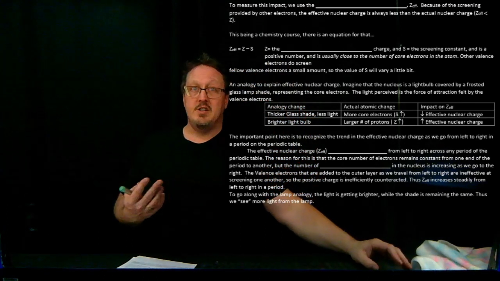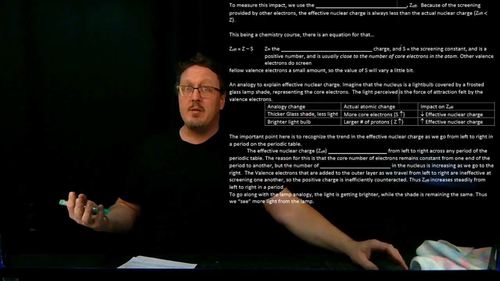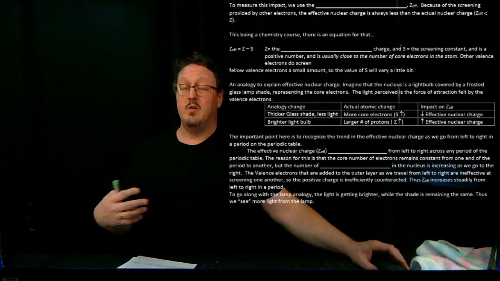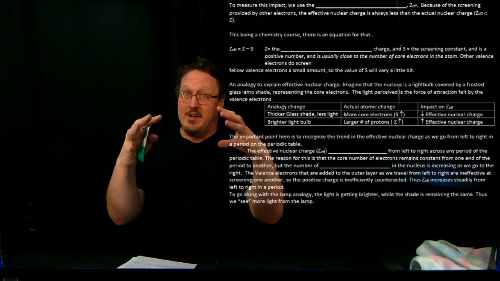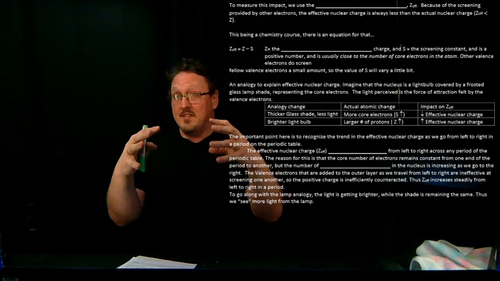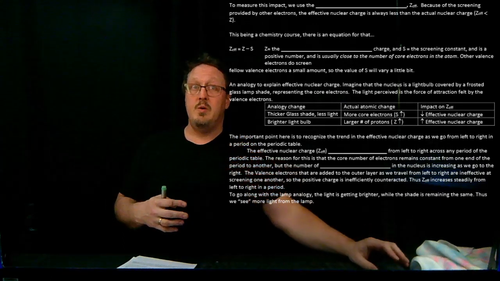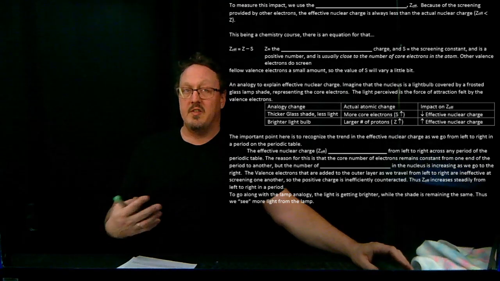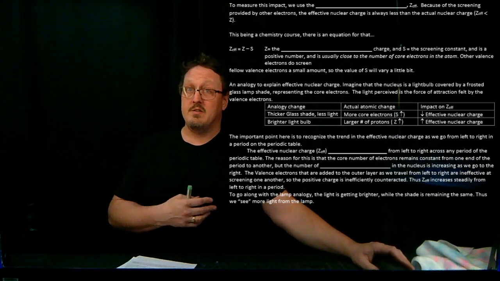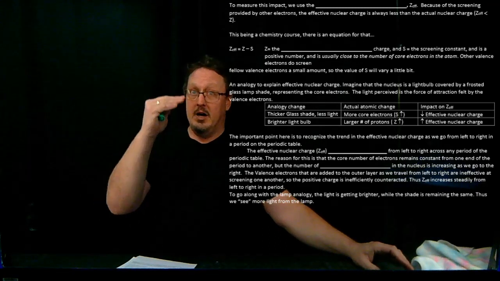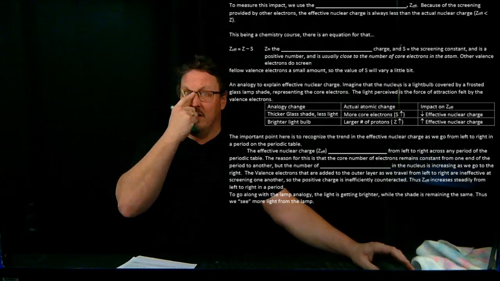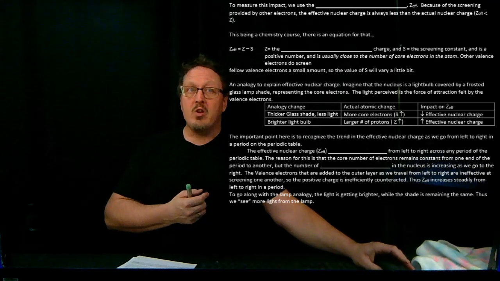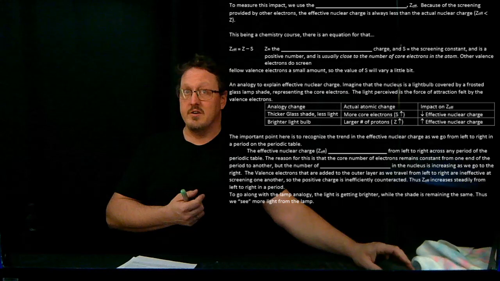Okay, and so if we're going to change our analogy, let's say that we put a thicker glass shade on a light, but the light's intensity stayed the same. In the real world, in terms of the atom, we would have more core electrons being added. So that means S is an increasing number, we're going up in atomic number, and we're adding more electrons as we do that. The impact is that it's going to decrease our effective nuclear charge.